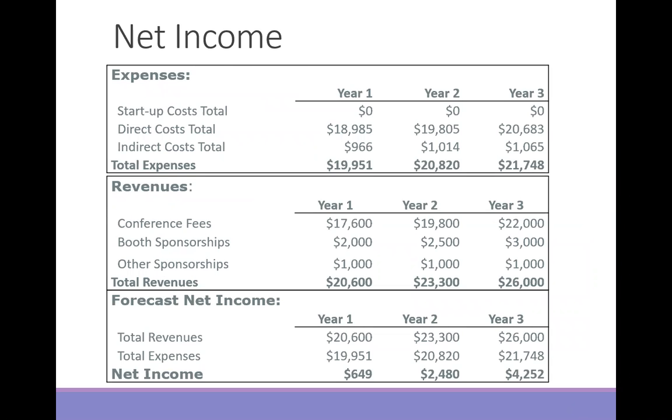The last step in your financial thinking is to plug your expenses and revenue estimates into the equation of net income, where net income is what is left after you subtract your estimated costs from your anticipated revenues. Here's an example of what a net income pro forma might look like with estimated net income over a 3-year period.